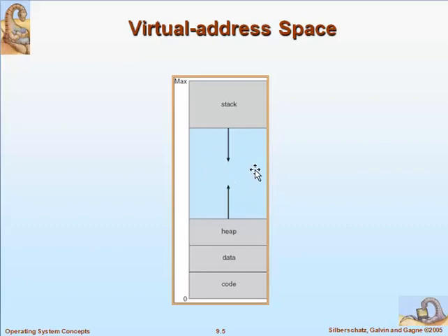This part of the virtual address space has not been allocated any physical memory. Whenever the heap or the stack starts growing, it will be allocated physical memory. A virtual address space that has such holes is known as a sparse address space.